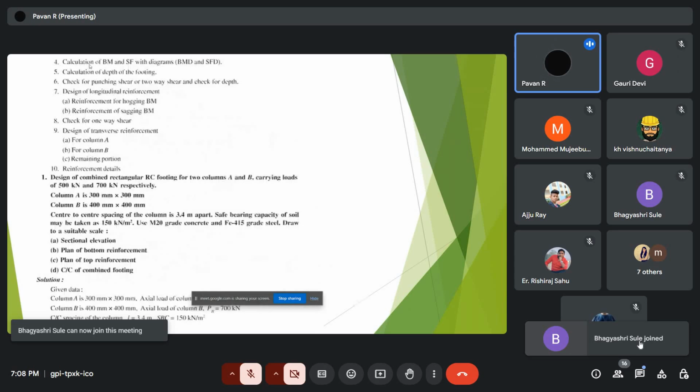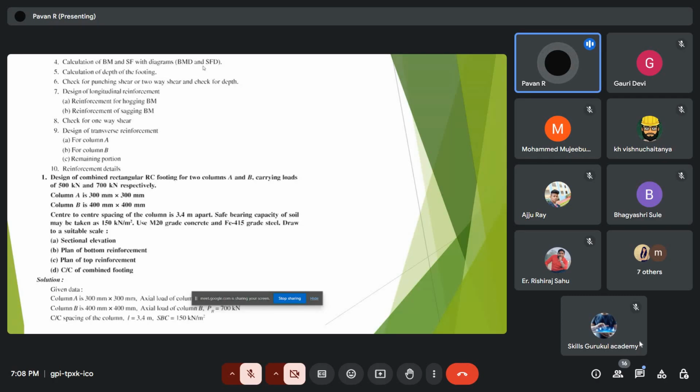The fourth step is calculation of bending moment and shear force with diagrams, calculation of depth of the footing, check for punching shear or two-way shear, and check for the depth. Then design of longitudinal reinforcement for hogging bending moment and sagging bending moment, check for one-way shear, and design of transverse reinforcement for column A and column B and the remaining portions.